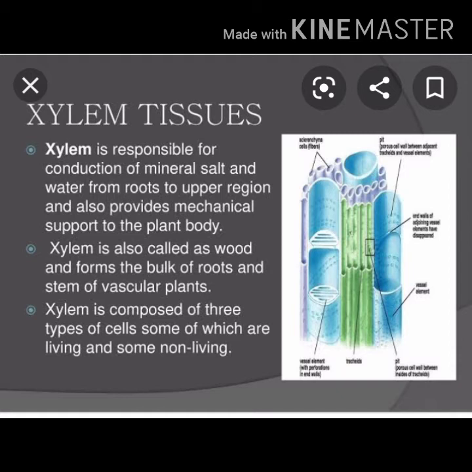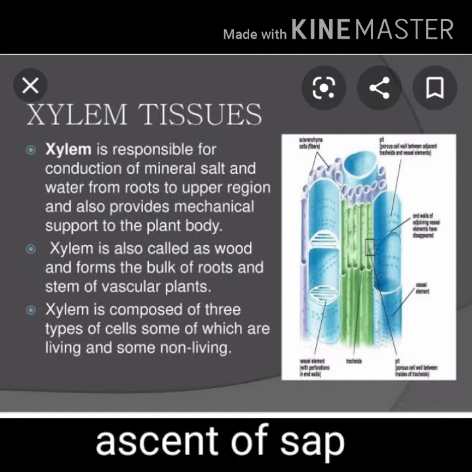So, what is the main function of xylem? Xylem is a major conducting tissue in plants. It takes the water from the soil to the upper parts of the plants. Transport of water through xylem is usually known as the ascent of sap. Along with the water, it can transport the needed minerals from the soil also.